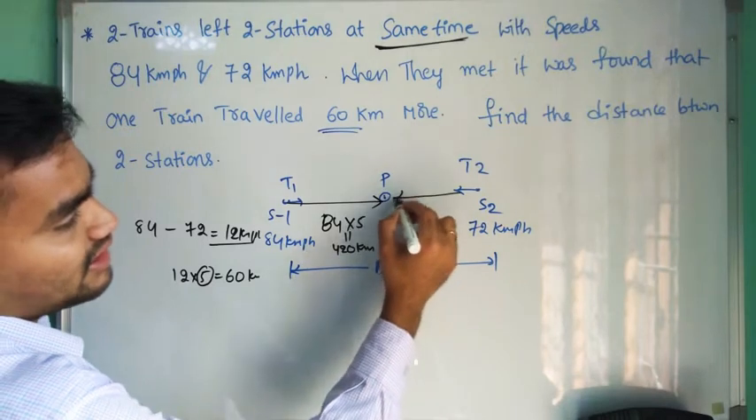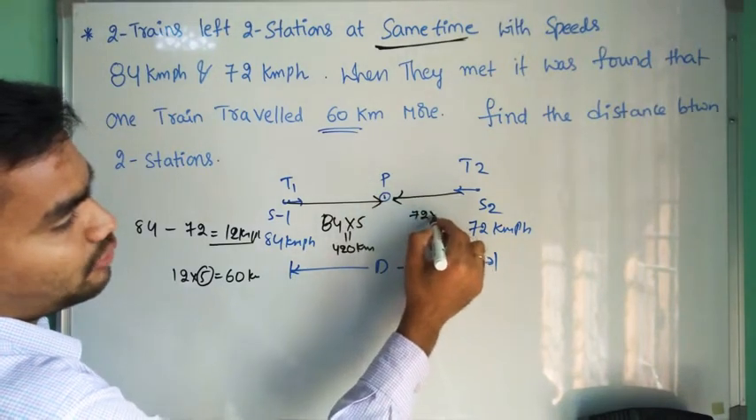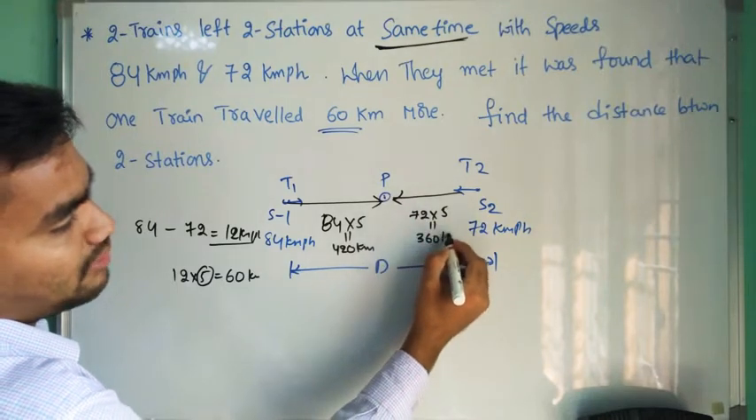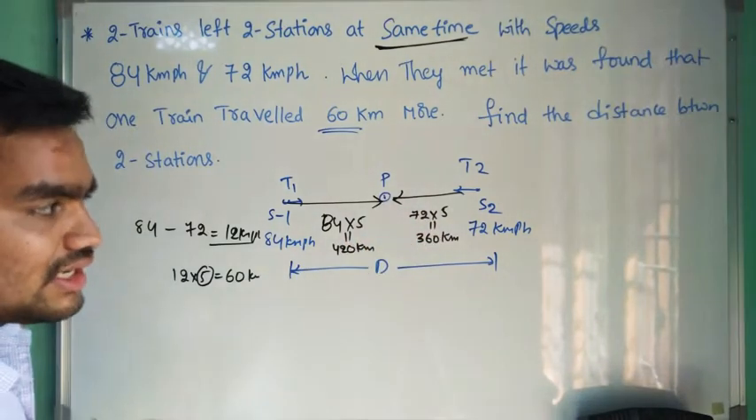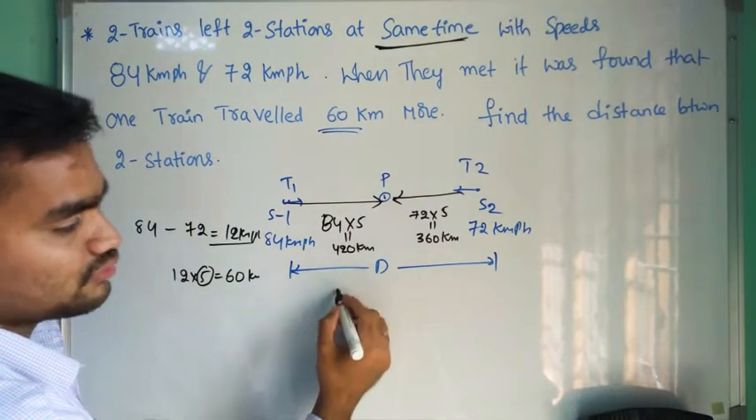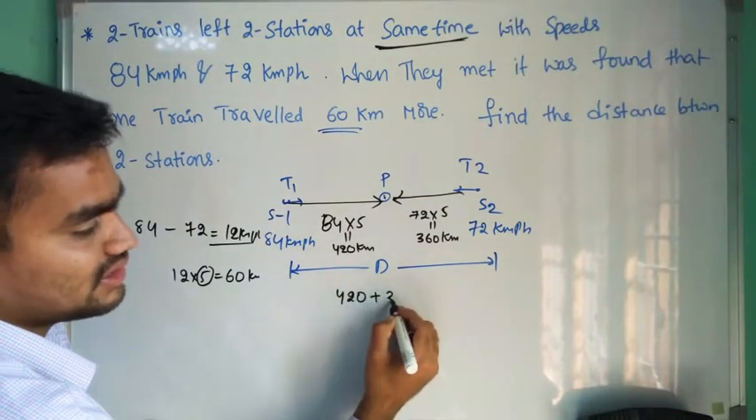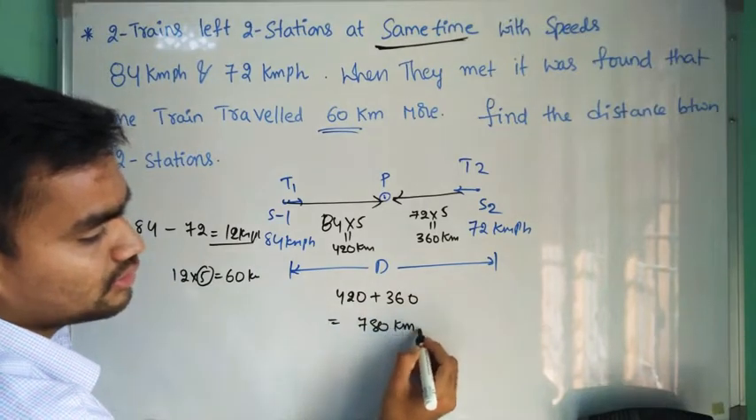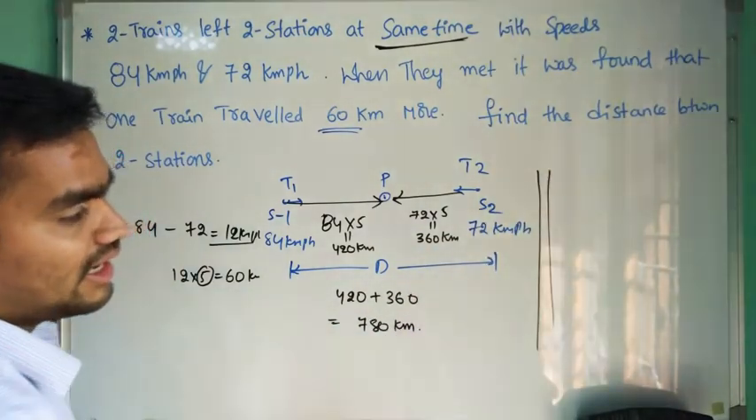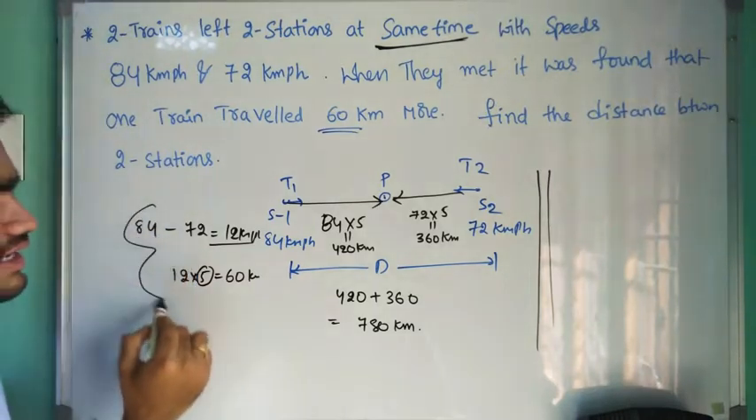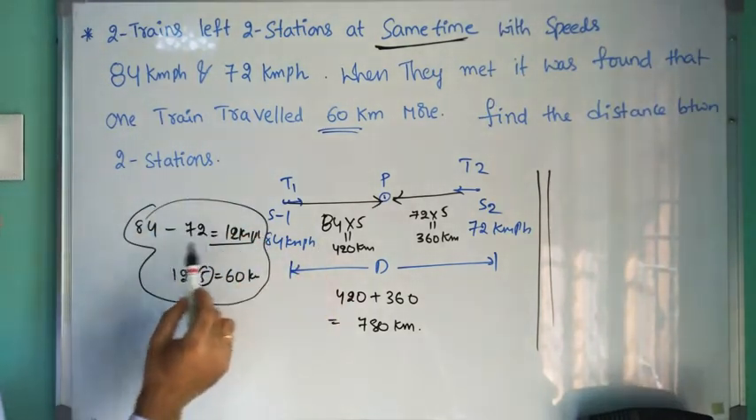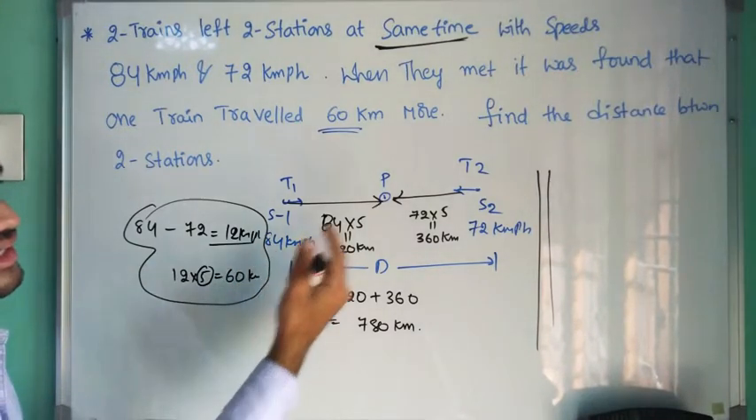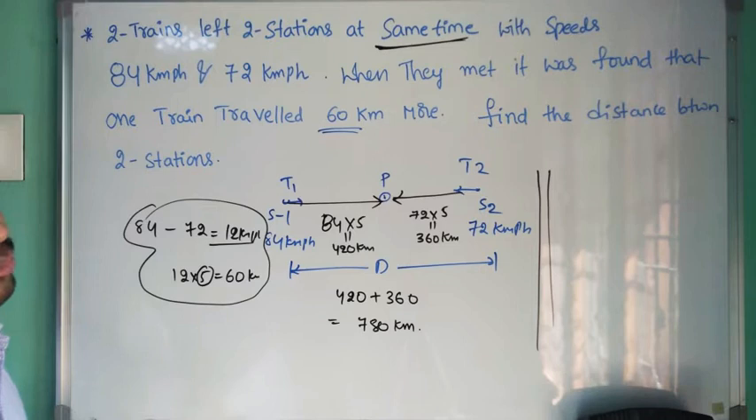And in the same 5 hours, this train will travel 72 into 5: 7 5s are 35, 5 2s are 10, that is 360 kilometers. So the total distance D is 420 kilometers plus 360 kilometers, that is 780 kilometers. So this is the normal method, and it is also quite a good approach because the distance apart can be calculated simply. From this we can calculate the time that each train travels to meet at that point.